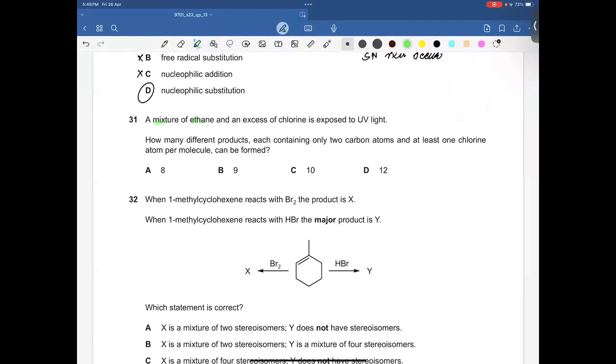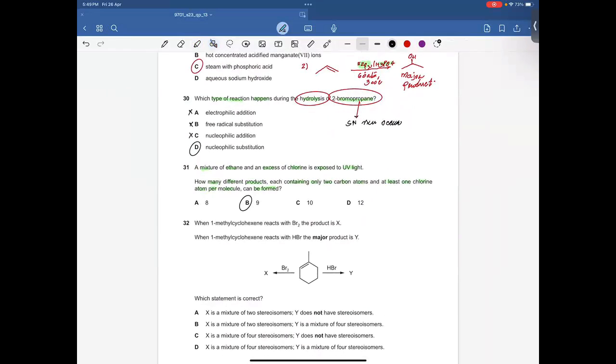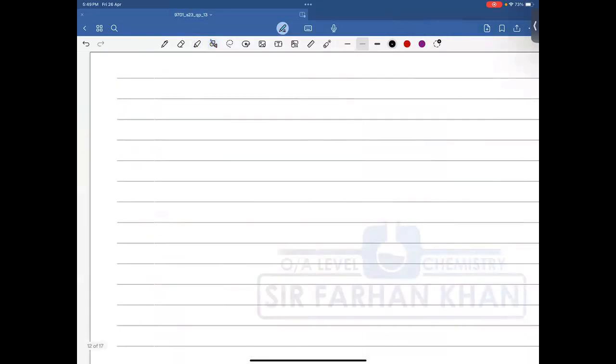A mixture of ethane and an excess of chlorine is exposed to UV light. How many different products, each containing only 2 carbon atoms and at least 1 chlorine atom per molecule, can be formed? I think I have solved this question in variant 11 of 2023 or variant 12 of 2023. So I have given you the working in that particular paper, you can check it from there, but the answer is going to be B. Let me solve it on separate paper because it requires a lot of working.